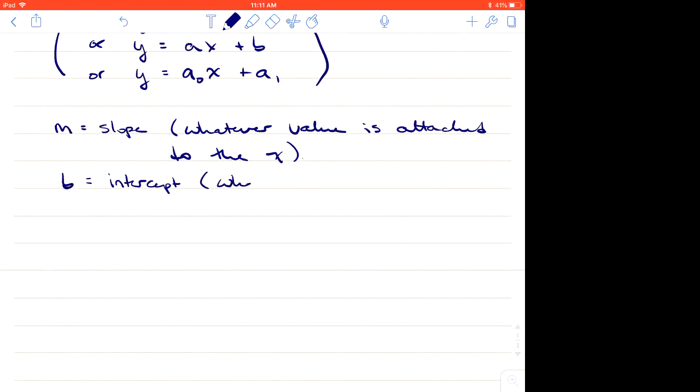Okay. So it's going to be whatever value is on its own.